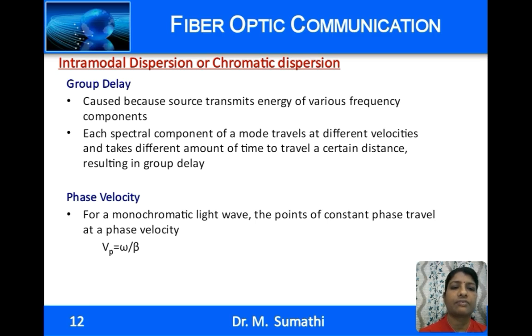And next is phase velocity. If the light emitted is monochromatic, that is only one wavelength, then the wavefronts or points of constant phase will travel with the phase velocity, Vp is omega by beta.